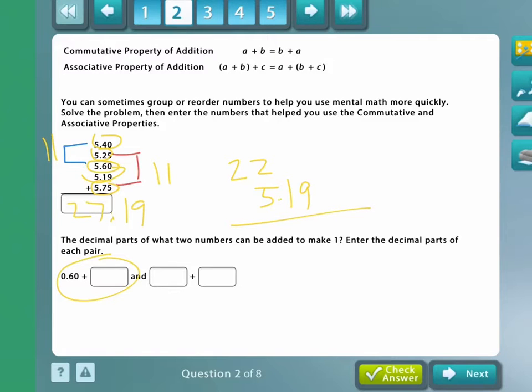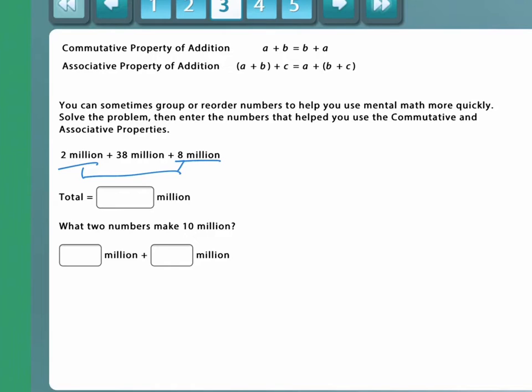So you're looking for compatible numbers there and there. Again, two ways to do this with compatible numbers. You got 2 million and 8 million, so that would make 10 million. And then you add the 38 million here to get 48 million. You could have also added the 2 million and 38 million. You get 40 million and then add the 8. But I believe the problem is asking you to make it 10 million. But the other way is just as easy to do mentally.